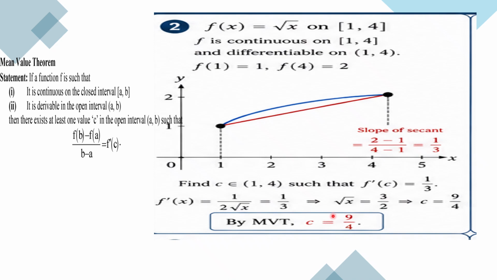So 1 over 2 square root c is equal to 1 over 3 by this condition. Taking cross multiplication, square root c is 3 by 2, and squaring both sides, c is equal to 9 by 4. And 9 by 4 belongs to the open interval (1, 4), by which we have this condition, which means the slope of the tangent is equal to the slope of the secant line.